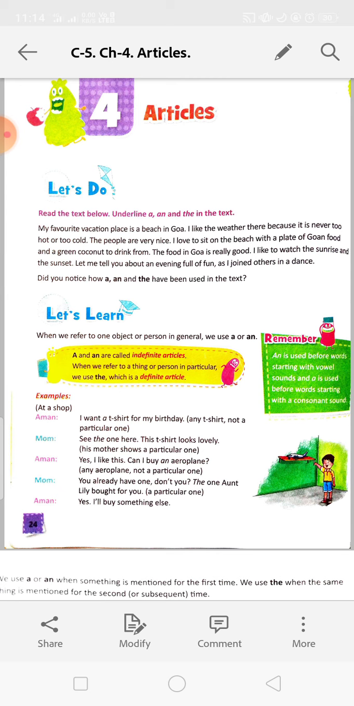Aman: Yes, I like this, but can I buy an aeroplane? So an aeroplane is not the definite one, it is indefinite, anyone. So it is not a particular one, so we are using an over there. Mom: You already have one, don't you? The one Aunt Lily bought for you. It is a particular one. The one Aunt Lily bought, that means the particular one that is in their house. Aman: Yes, I will buy something else.